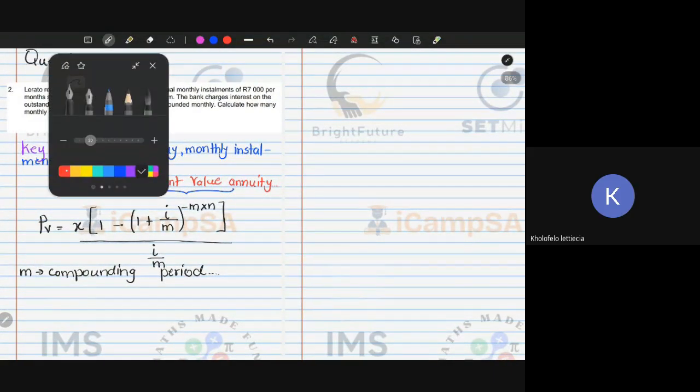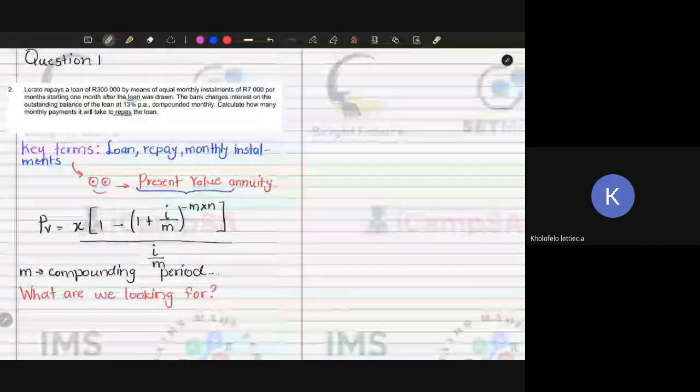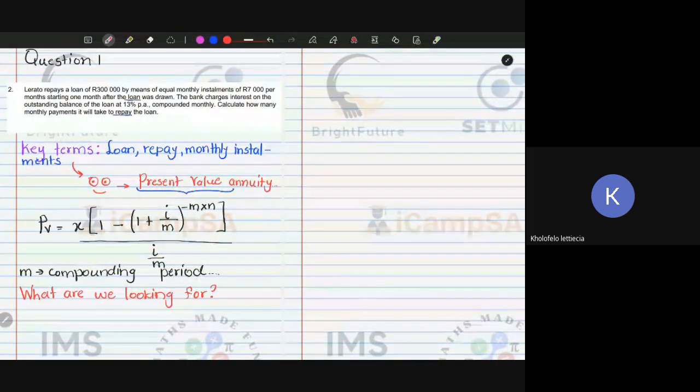That is the only thing we didn't talk about today. So the question is, guys, to you, when you read this question here, what are we looking for? Because before we can answer any question, we need to have an idea what it is they are looking for. And if you read the last statement, they say calculate how many monthly payments it will take to repay the loan. How many monthly payments? They didn't say how much monthly payments. They said how many monthly payments. So what are they looking for, guys?